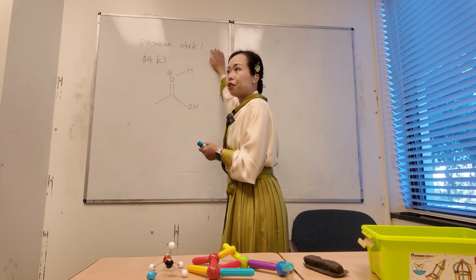Do I need to show how to count? I can show how to count. Like, for example, this oxygen: 1, 2, 3, 4, 5, 6, 7, 8. This oxygen has an octet, right? Okay, this oxygen: 1, 2, 3, 4, 5, 6, 7, 8. So this oxygen is also good, right? This carbon in the middle is also good.